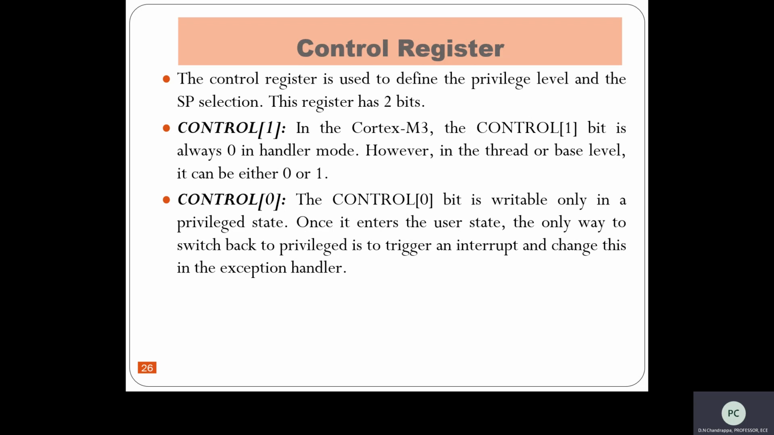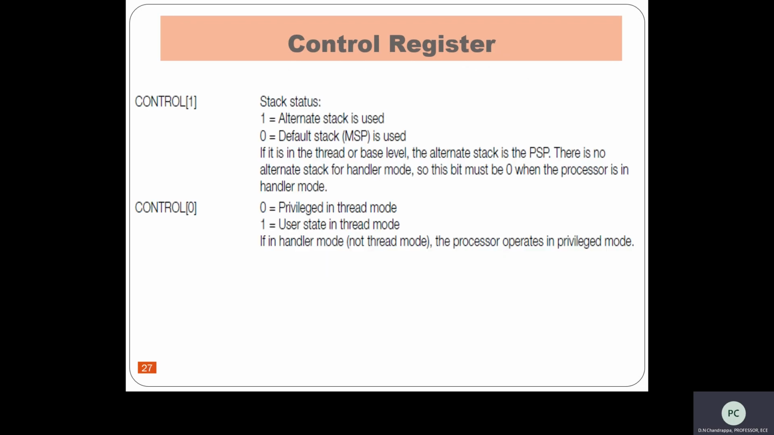Then comes control 0. Control 0 is writable only in the privileged state. Once it enters the user state, the only way to switch back to privileged is to trigger an interrupt and change this in the exception handlers. So this is the major role and contribution of the control register. Okay, this is the last part of the special registers.